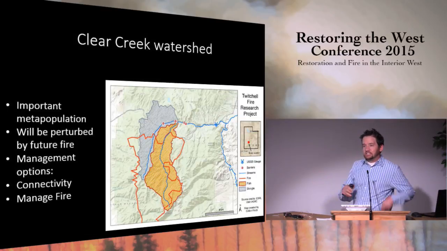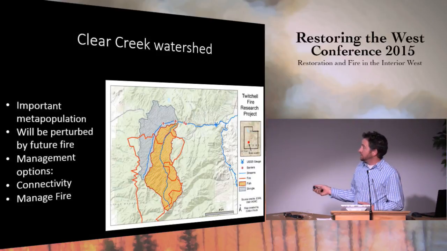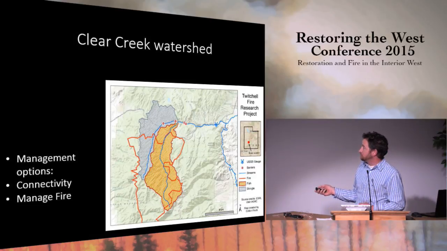A metapopulation is a group of populations where fish flow across the landscape from one location to another. And what we know about this is in the future, it is going to be perturbed again by fire. And so what I'm interested in looking at is what management options do we have in this scenario to increase the resilience of this important population.